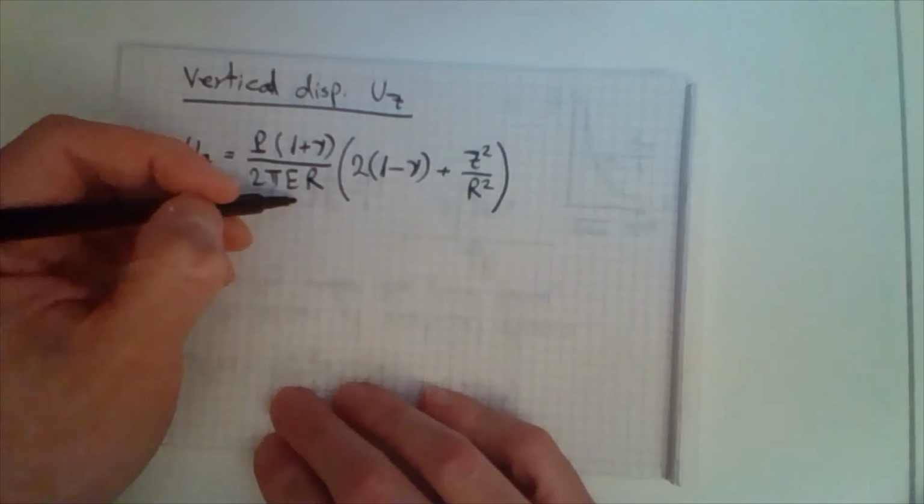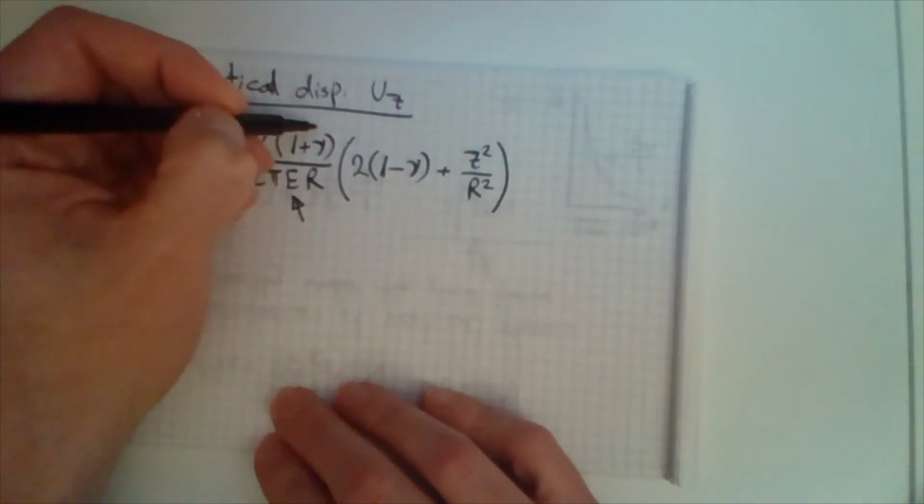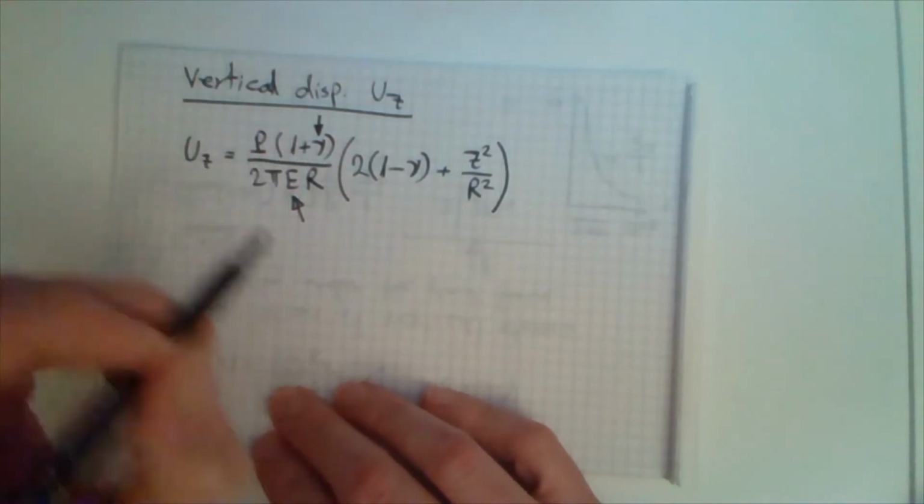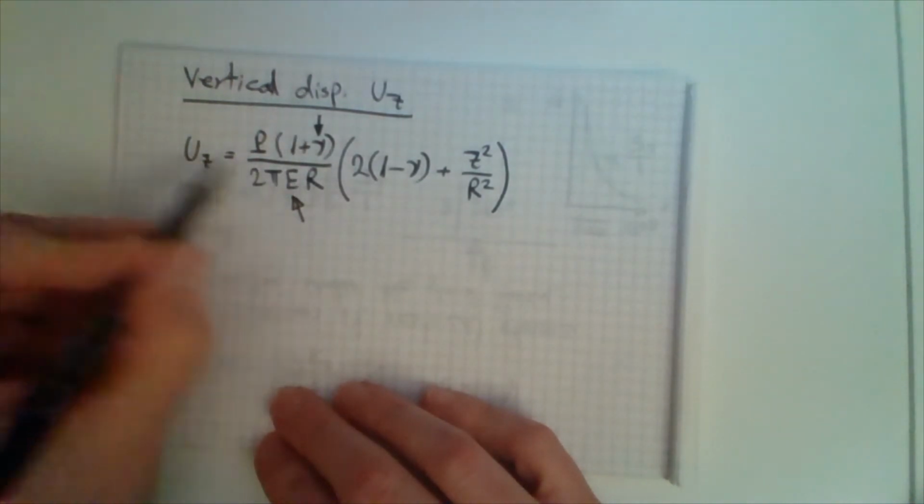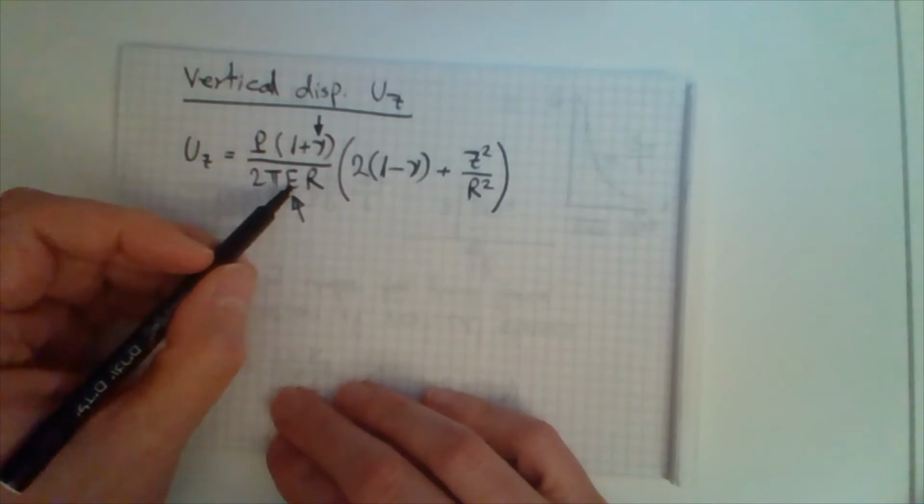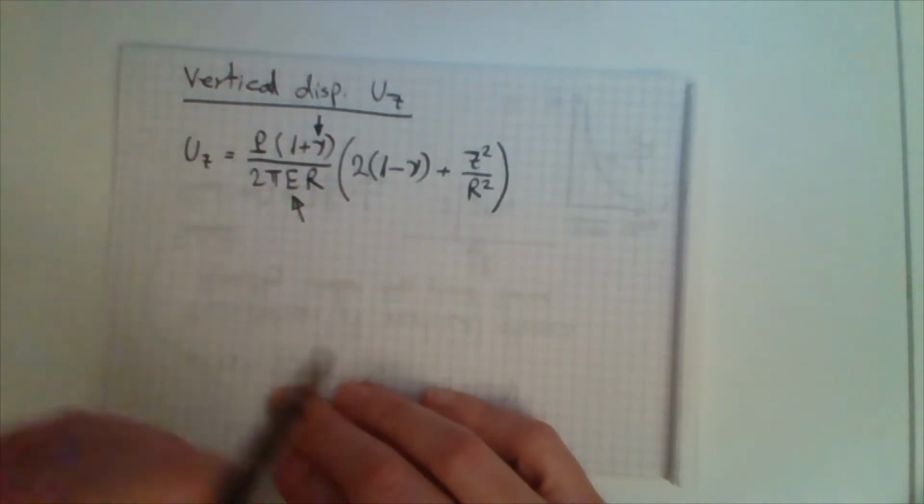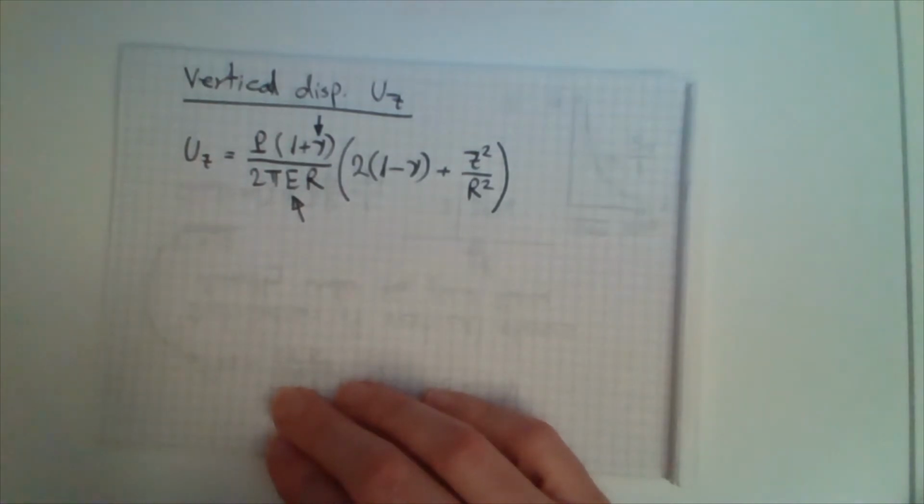Here we have a function. So the vertical displacement is a function of the material properties. It is inversely proportional to E. So for the same exact conditions, if E is doubled, then the vertical displacement is halved. This is unlike the vertical stress situation.